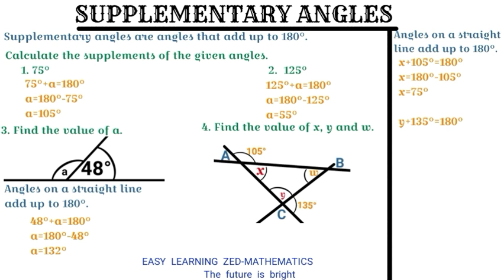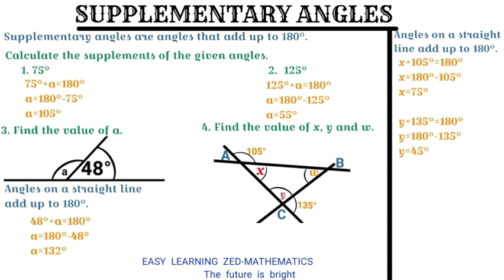Then I'm going to put like terms together, which gives me y is equal to 180 degrees minus 135 degrees. When we subtract that, it's going to give us 45 degrees. Okay, so the value of y in that diagram is 45 degrees.